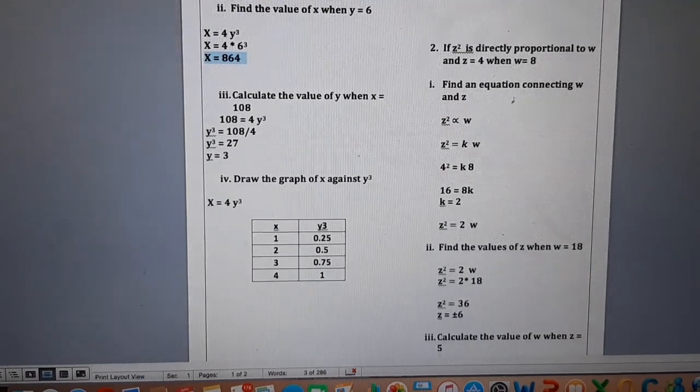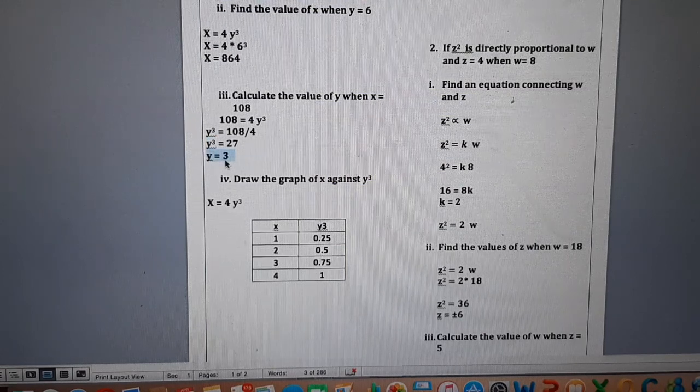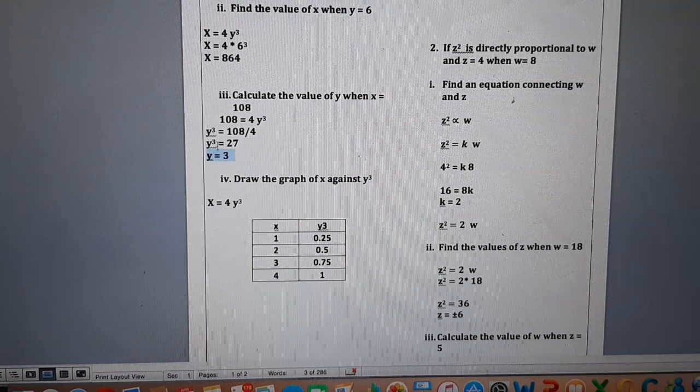In the third part, you have to calculate the value of y when x is 108. Using the same equation, x is equal to 4y cube. Now, x is 108. So, this is the value of x in this equation. From here, you can move 4 to the left side. So, 108 divided by 4 will give you 27. So, y cube is equal to 27, and if you take the cube root on both sides in order to get rid of this cube, y will be equal to 3.